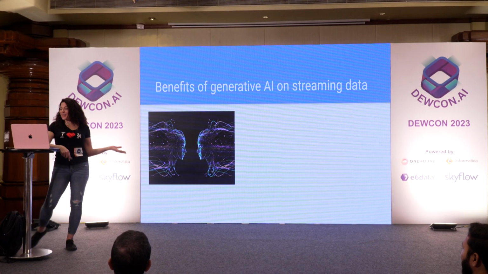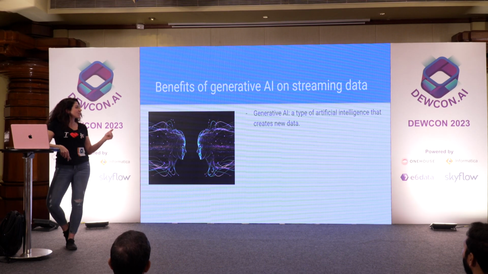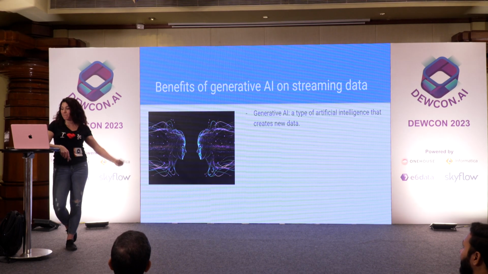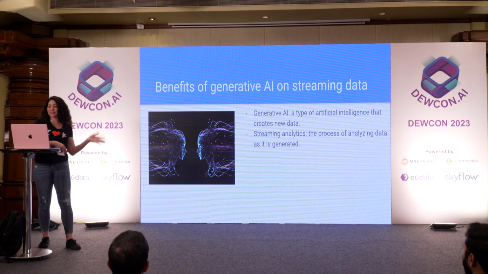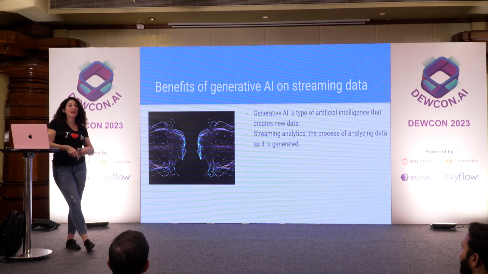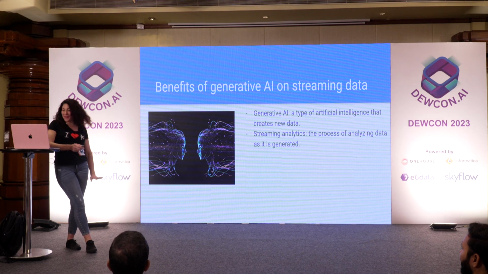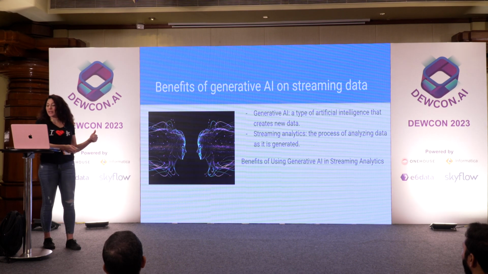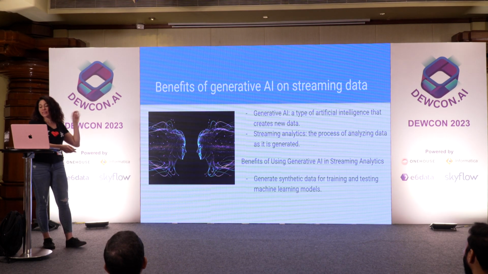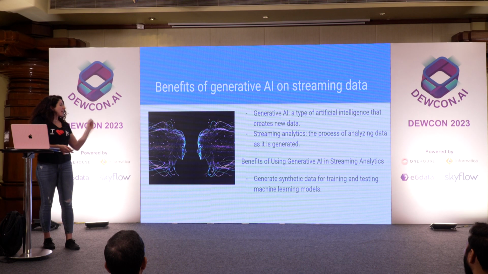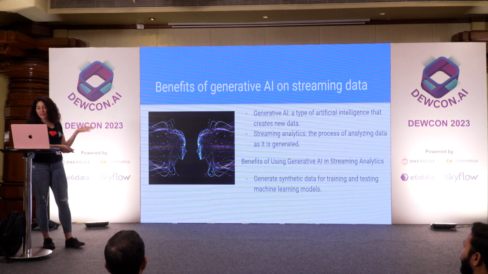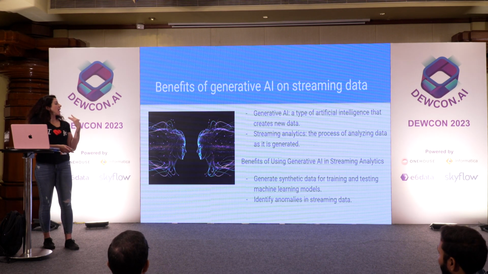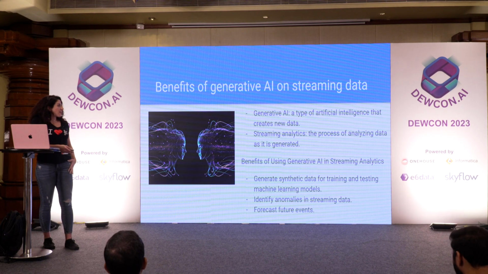Okay, so generative AI is a type of artificial intelligence that creates new data. Now, streaming analytics is the process of analyzing the data as it's being generated. So it kind of makes sense how they work together, right? Some of the benefits of using generative AI in streaming analytics are the ability to generate synthetic data for training and testing machine learning models. You also have the ability to identify anomalies in streaming data and forecast future events.